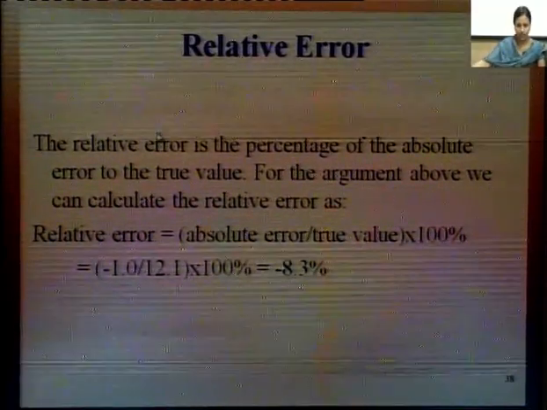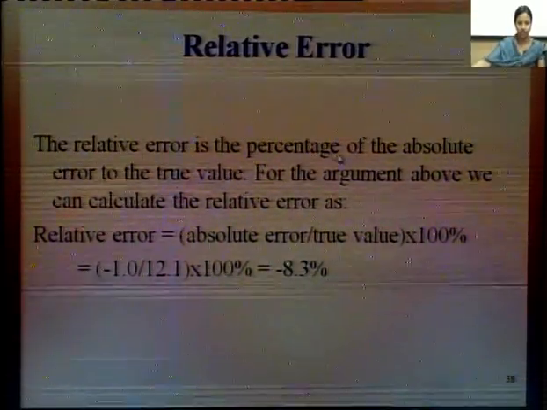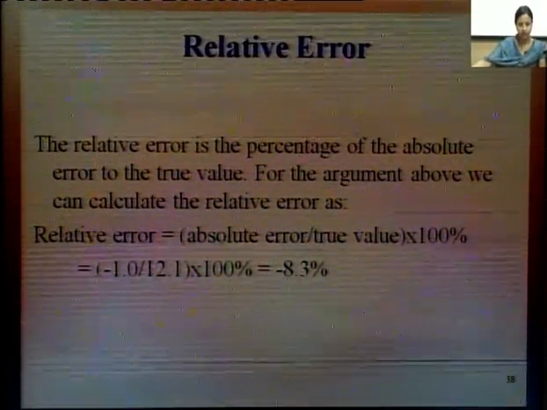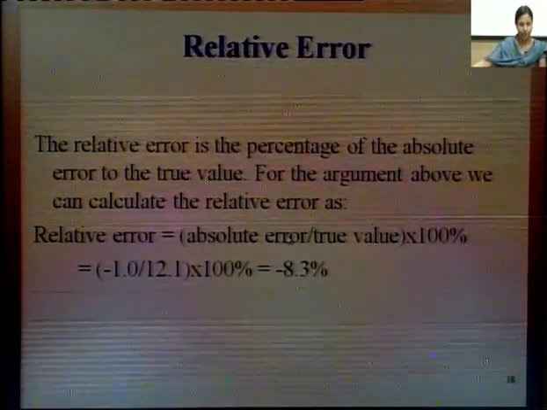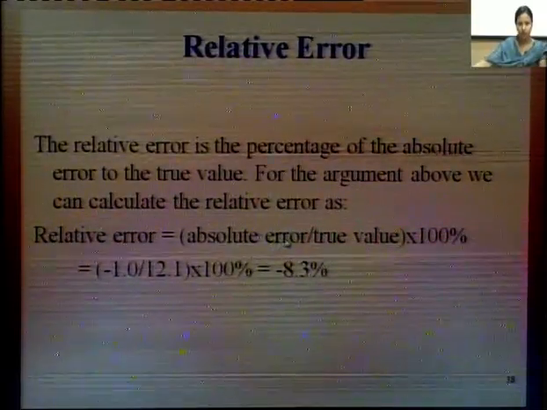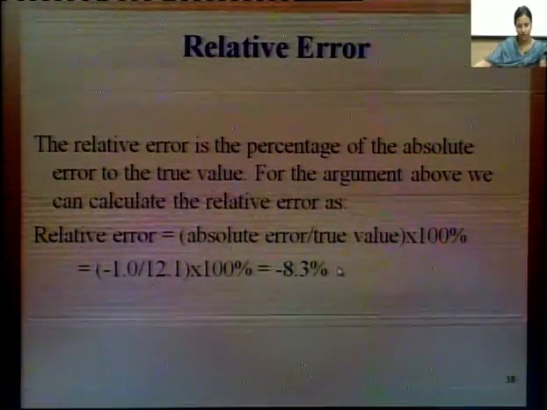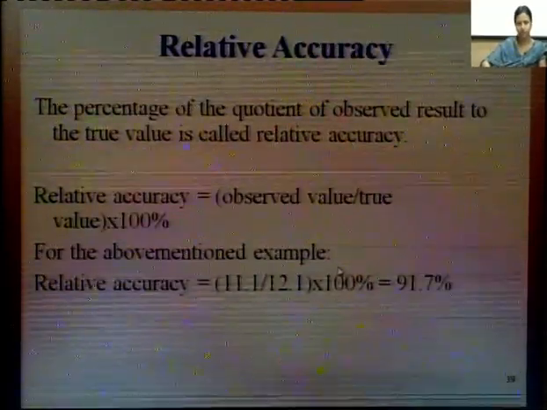Next, what is the relative error? Sorry, here it is not percentage. Relative error is absolute error upon true value. Absolute error is minus 1.0 and true value is 12.1. This is percentage error, minus 8.3%.